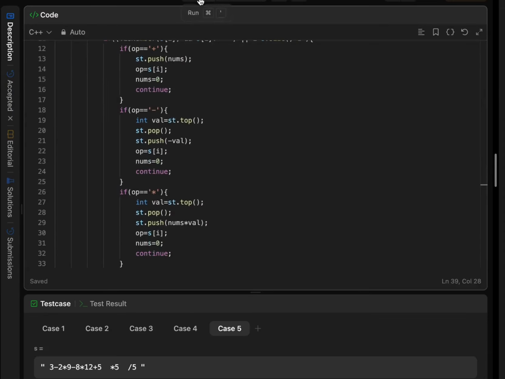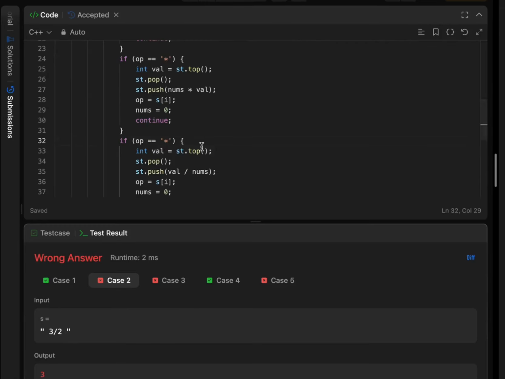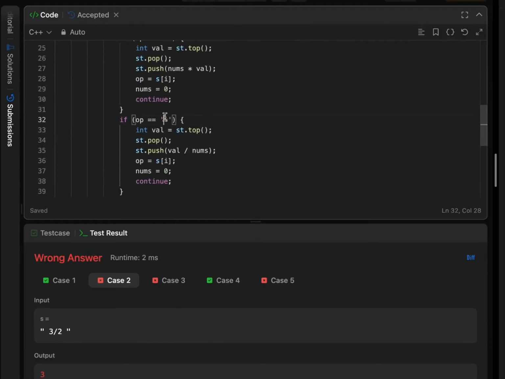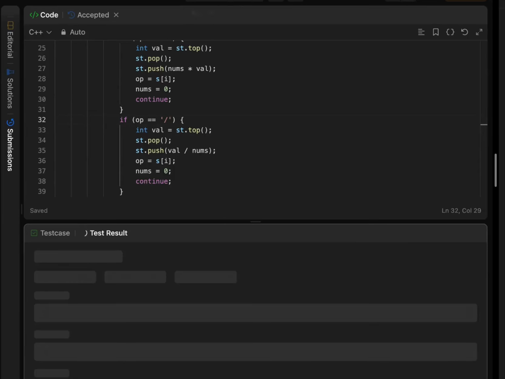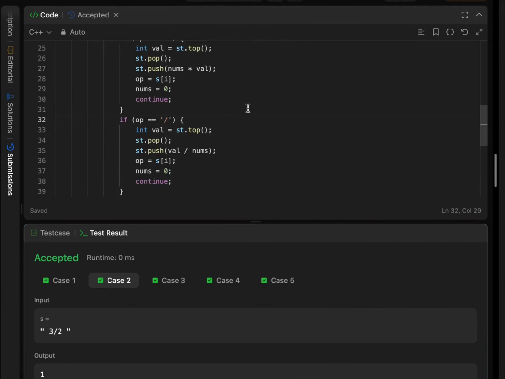So okay, let's try to run it. For division we are getting the wrong answer. So why are we getting the wrong answer? Okay, fine, mistake, we copy pasted the code, that's why. Okay, perfect, we are good, I guess.